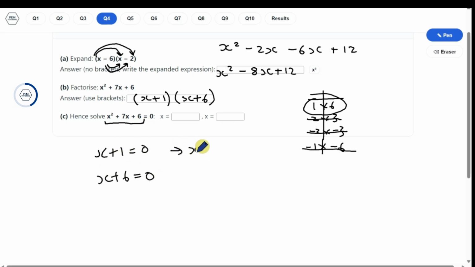So x there is going to come out to be negative 1. So x equals negative 1. And for this equation, x is going to come out to be negative 6. And we could tell this because if we do negative 1 plus 1, that gives 0, and here, if we do negative 6 plus 6, that also gives 0. So these are the two solutions. So we have x equals negative 1 and x equals negative 6.